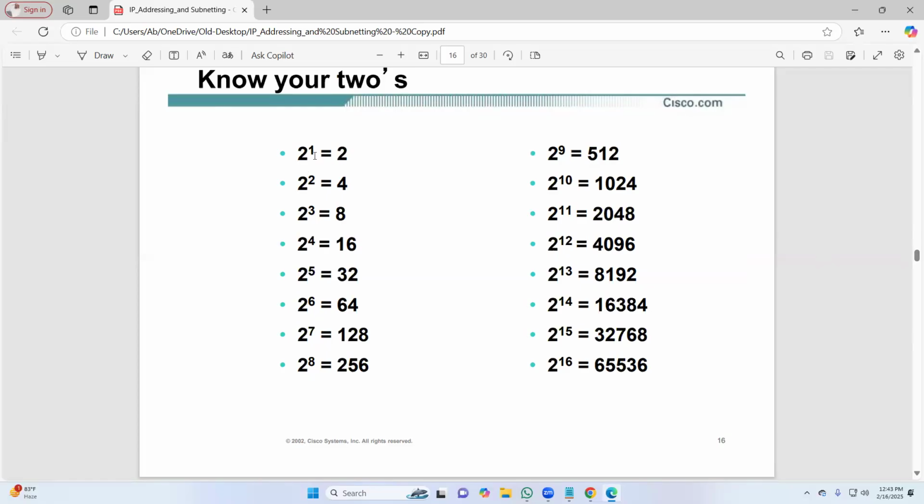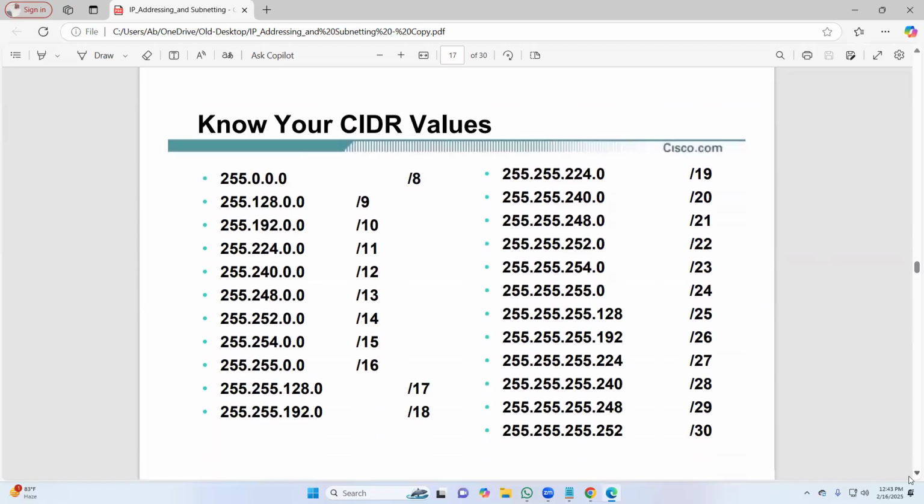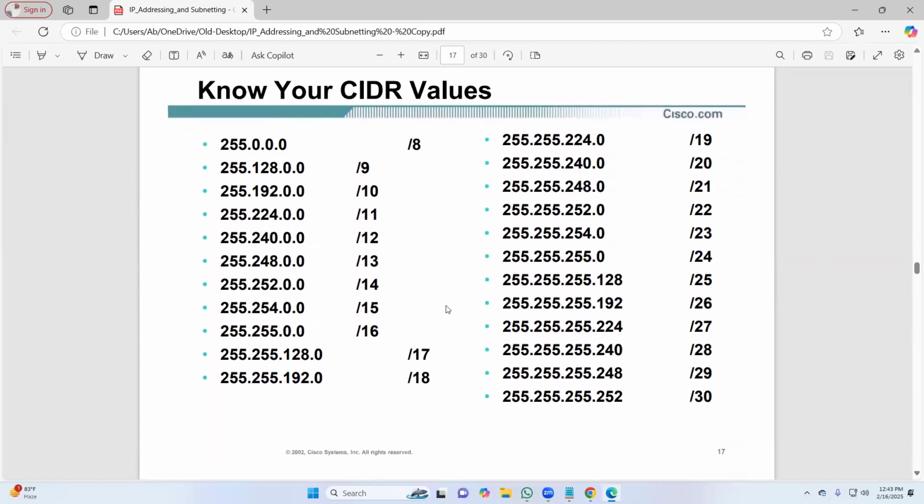2 power 1 equals 2. 2 power 2 means 4. 2 power 3 means 8. It's basically times 2. This is very important, and this is the table. You just memorize this thing.